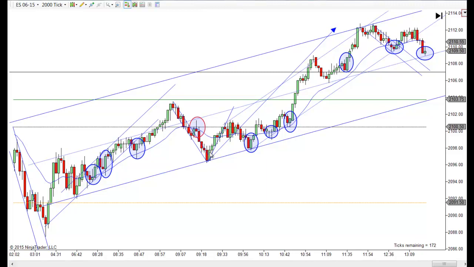So this is a second entry long, but I just think it's risky. There are a lot of bars stacked up there. It's not a whole lot of room back to the EMA. An aggressive trader might take that, but I'm not going to mark it because I really thought we would work lower here.